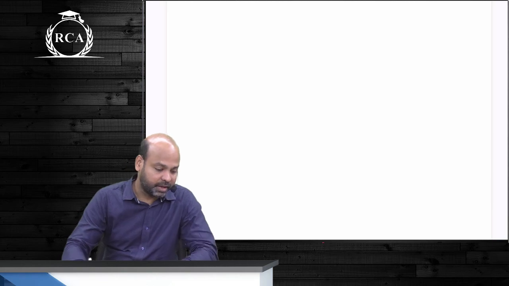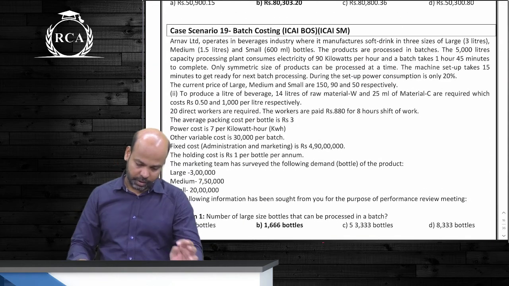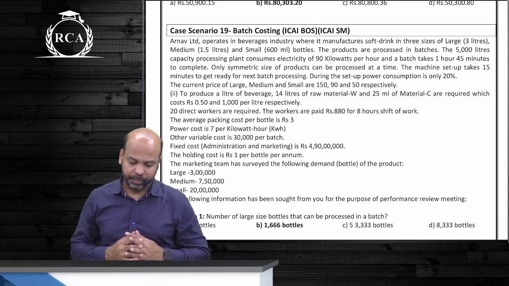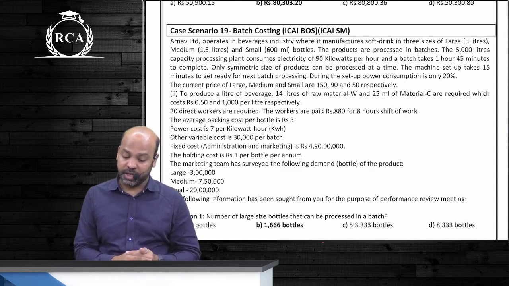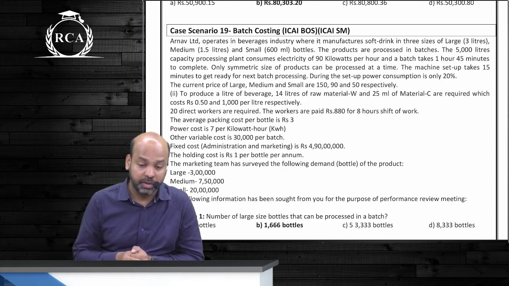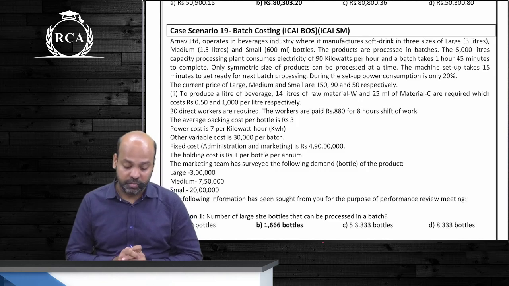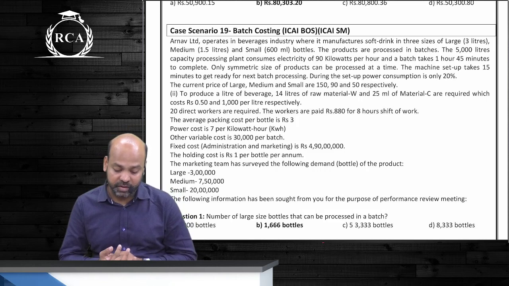Question number 19, guys. We will have to solve this better now. ये क्वेश्चन एक दो बार शायद आरटीपी में भी आया. Arnav operates in beverage industry where it manufactures soft drinks in 3 sizes: large, 3 liters; medium, 1.5 liters; small, 600 ml bottles. So we have 3 different sizes here. The products are processed in batches.